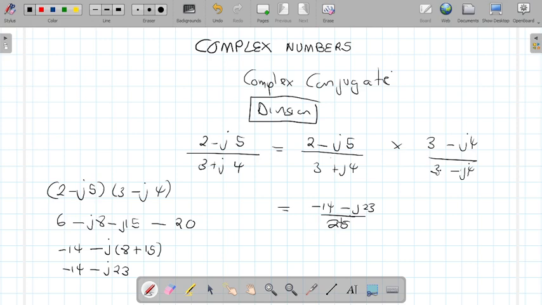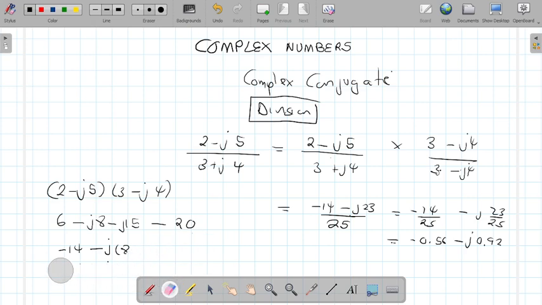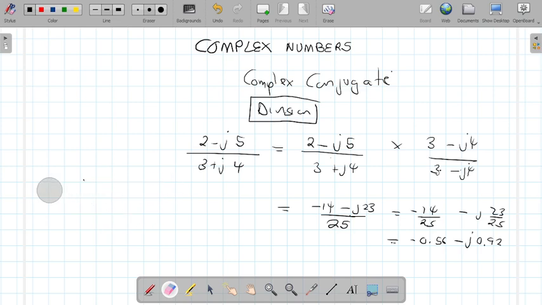And now you can divide by 25 on the left part and on the right part, so that we have a complex number that is expressed in its general form. So this is like minus 14 over 25 minus j 23 over 25. If you divide, you should get minus 0.56 minus j 0.92. So that is how you divide two complex numbers. You multiply the complex conjugate of the denominator, at the top and at the bottom.